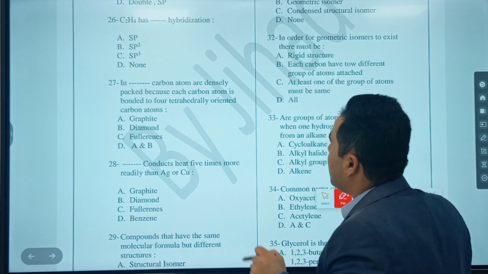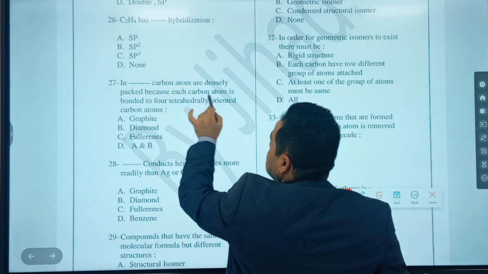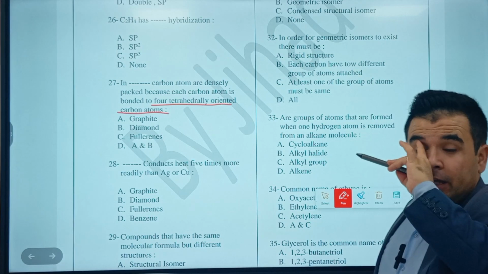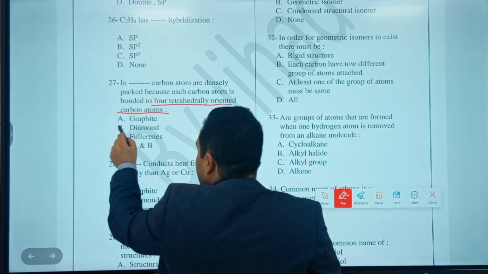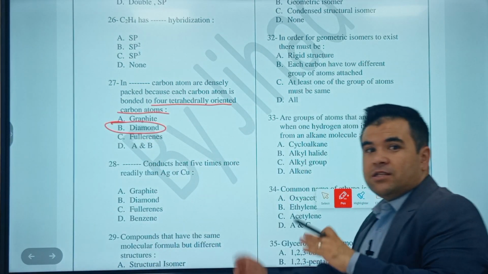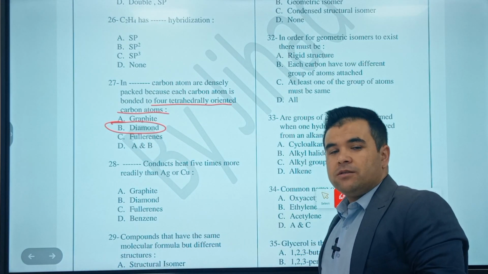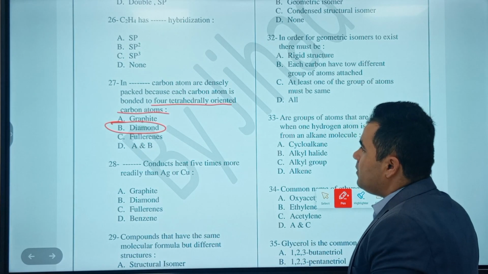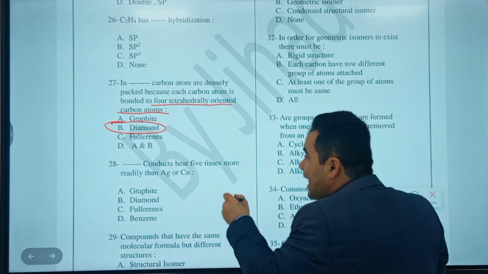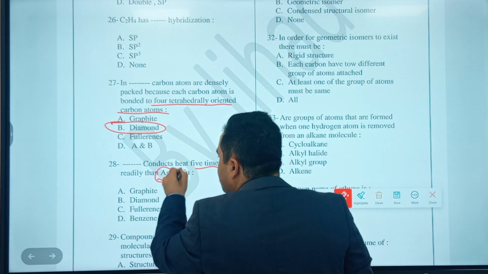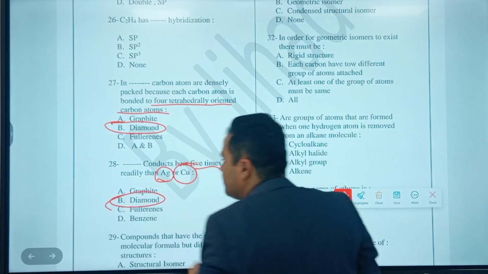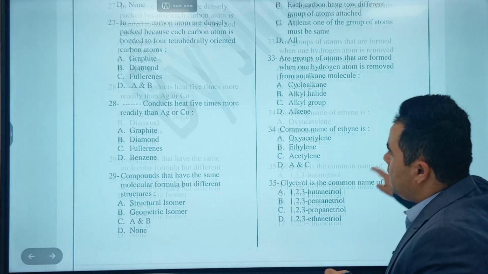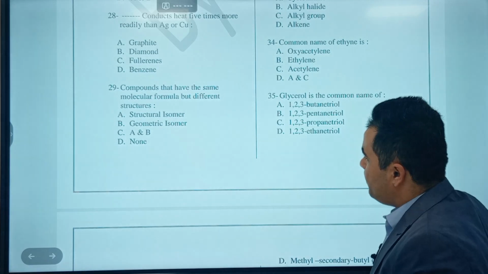In blank, carbon atoms are densely packed because each carbon atom is bonded to 4 tetrahedrally oriented carbon atoms. This is the structure of diamond, guys. The diamonds are densely packed together. The most dense form of carbon is diamond. Conducts heat 5 times more than silver and copper. Of course, it's diamond. It conducts heat. It's the best conductor, one of the best elements that can be used for conducting heat.